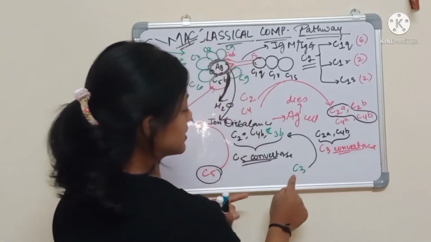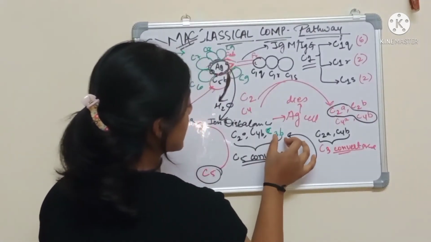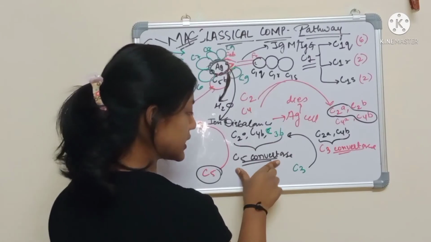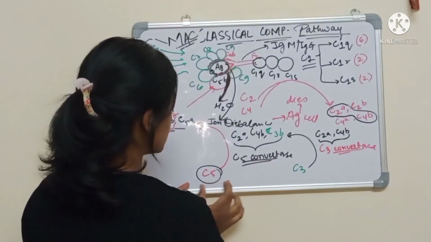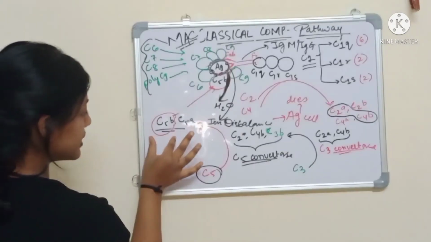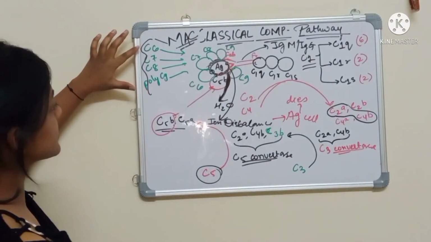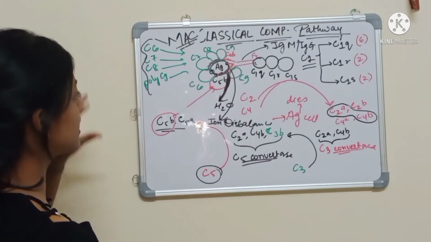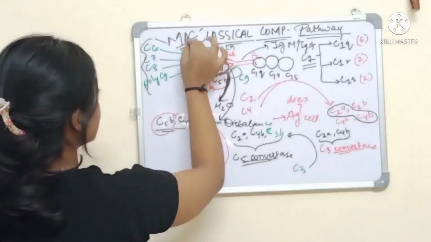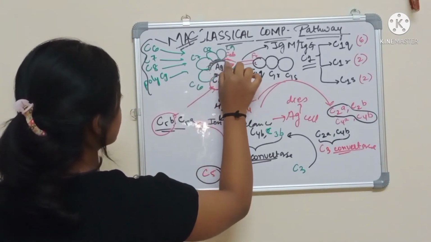Now C3 convertase will convert C3 into C3a and C3b. The C3b combines with C3 convertase, that is C2a and C4b, to form C5 convertase. Now C5 convertase will convert C5 into C5a and C5b. The C5b goes and attaches to the antigen. Now other complement proteins like C6, C7, C8 and poly C9 will come and form MAC, that is membrane attack complex.